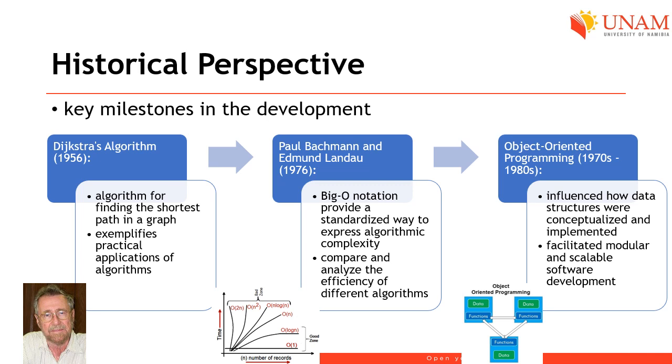Continuing, we are looking at Dijkstra's algorithm, which was introduced in 1956 for finding the shortest path in a graph. This algorithm exemplifies the practical applications of algorithms, and it plays a crucial role in networking and transportation planning.